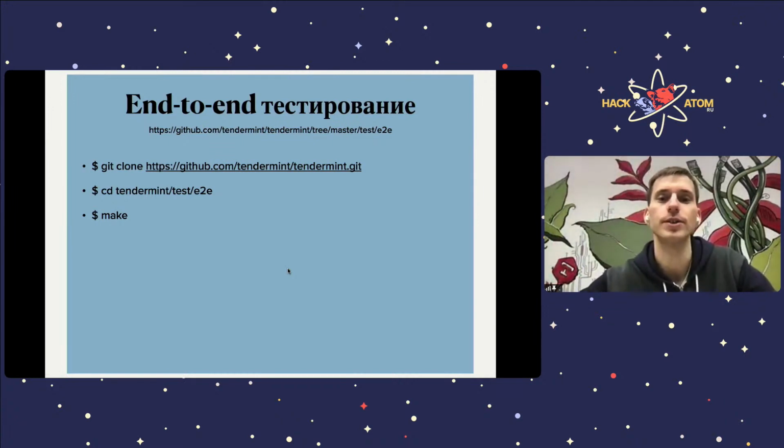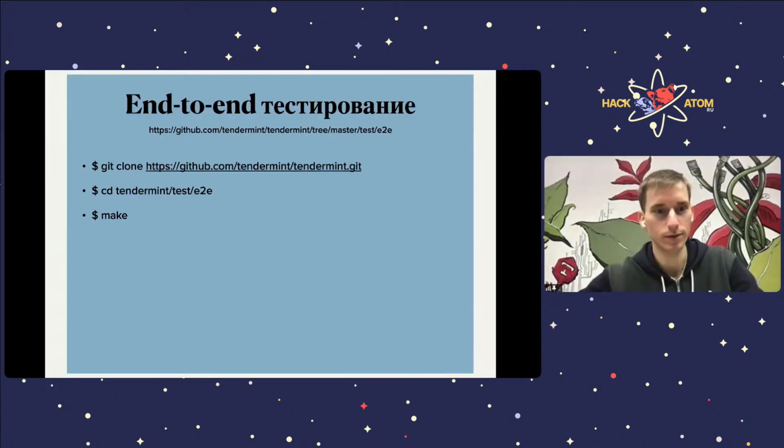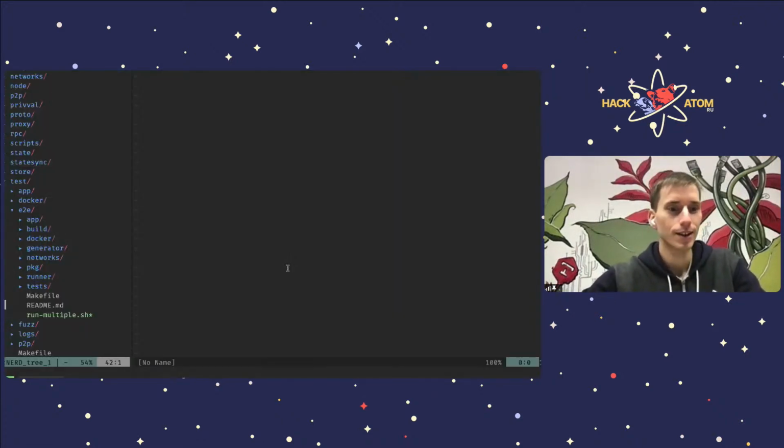So if you don't have Tendermint, clone it. Go to Tendermint/test/e2e, which is end-to-end. You can also trigger the make command to put together the images required, the Docker images. Right, let me do just that.